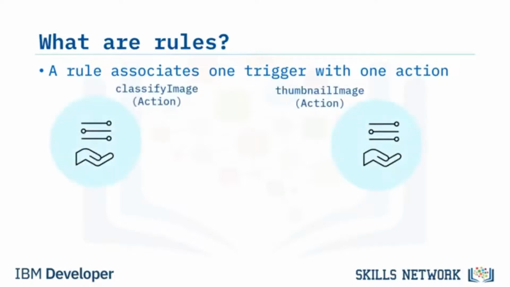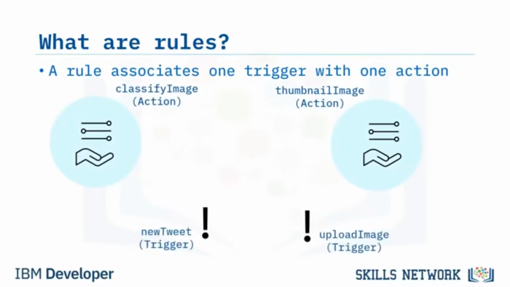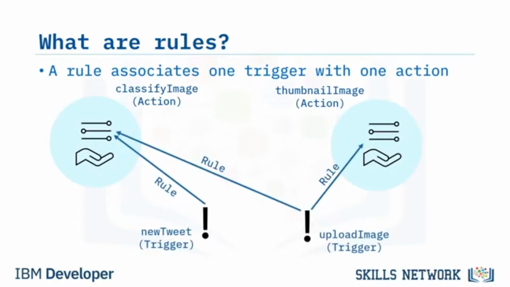Imagine a system with two actions, classify image and thumbnail image. There are also two triggers, new tweet and upload image. You can set rules so that the new tweet trigger invokes the classify image action and the upload image trigger invokes both the classify image and the thumbnail image actions. By enabling these rules, images in new tweets are classified, and uploaded images are both classified and thumbnailed.